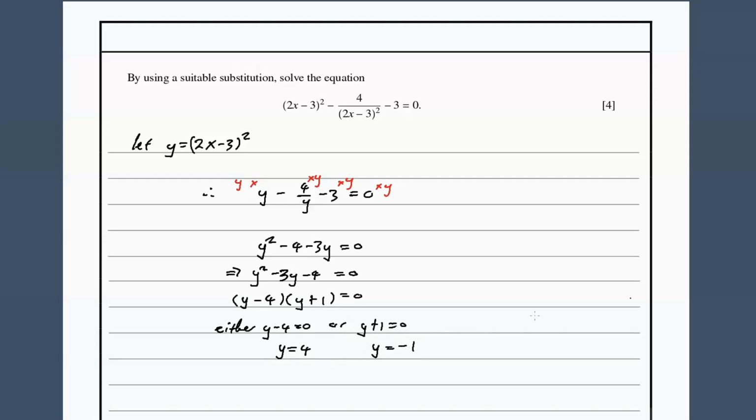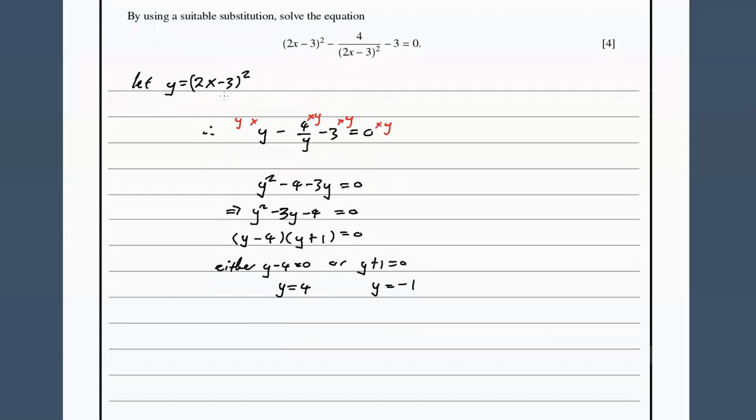Okay, so these are the two possible values of y. Now from these two values of y, remember we had said that y is this because we're solving for x, so we can say that therefore 4 is equal to (2x minus 3) squared. But for y equal to minus 1, it will give us no solution, because at some point we shall need to square root both sides and we'll get no real solution from square rooting a negative number.